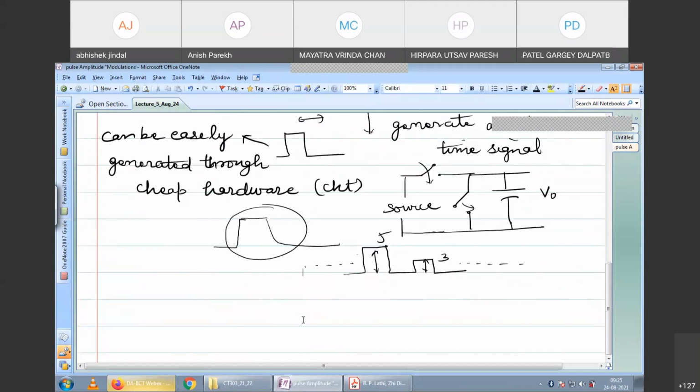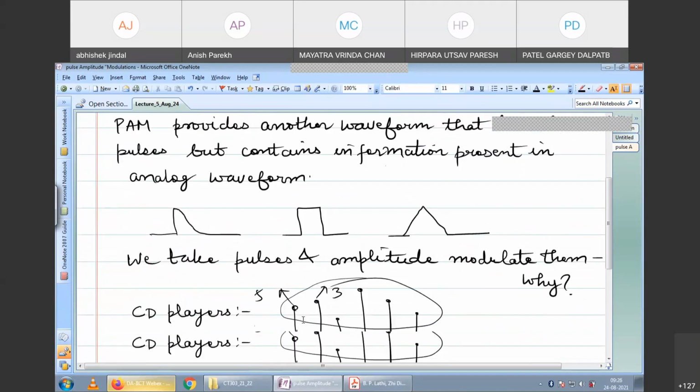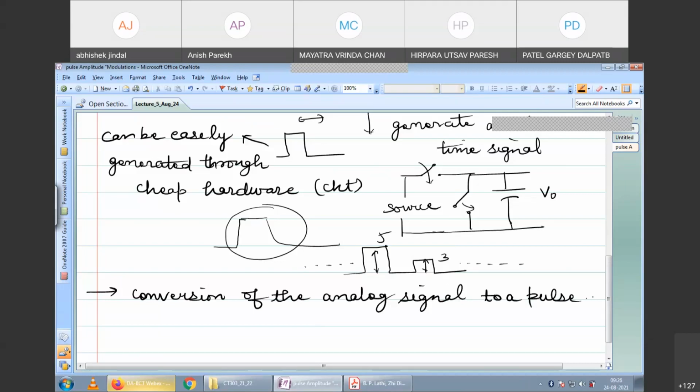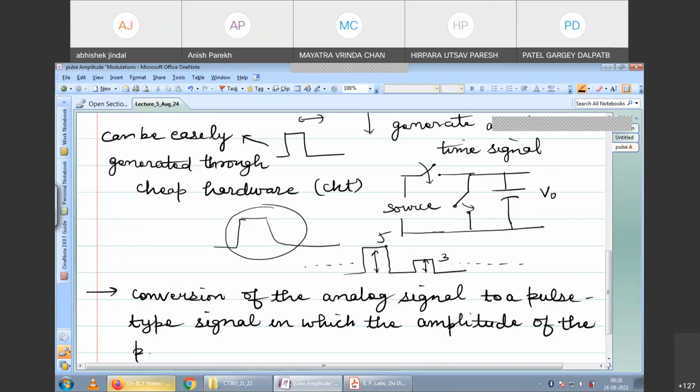So we have two categories of PAM. What is the definition of PAM? Conversion of the analog signal to a pulse type signal in which the amplitude of the pulse denotes the analog information. I have just written the definition for completeness.